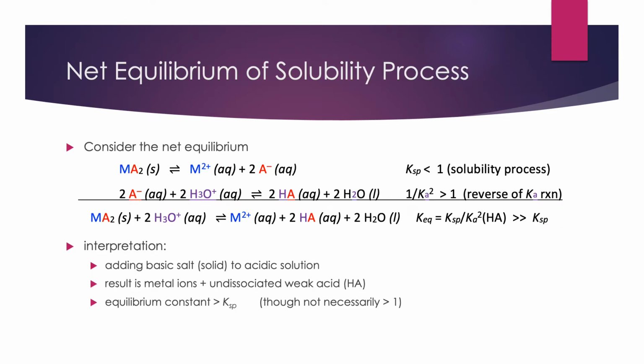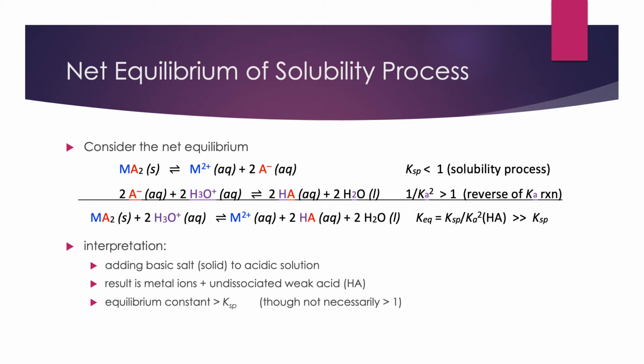So what is the net equilibrium of this solubility process? If we combine these equations together, the net equilibrium is going to be from the solubility process for MA2, and then the acid-base neutralization reaction of the conjugate base of the weak acid, A minus, with the hydronium ion from the strong acid, to form undissociated weak acid and water. Since we've had to double this reaction to balance the coefficients with the first reaction, this is going to be 1 over Ka squared, which is obviously much greater than 1. It's the reverse of the Ka reaction.